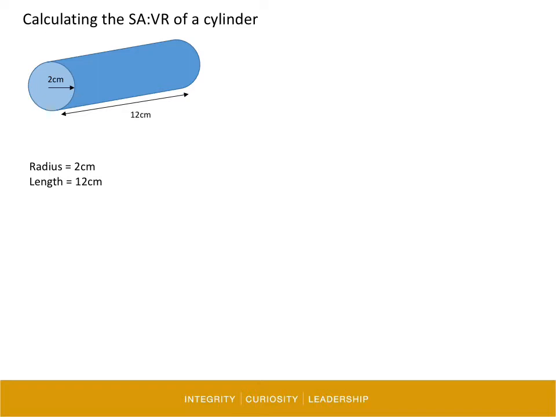So with the cylinder I've got here, the circular part at the end has a radius of 2 centimeters and it's 12 centimeters long. That's the key information we need.